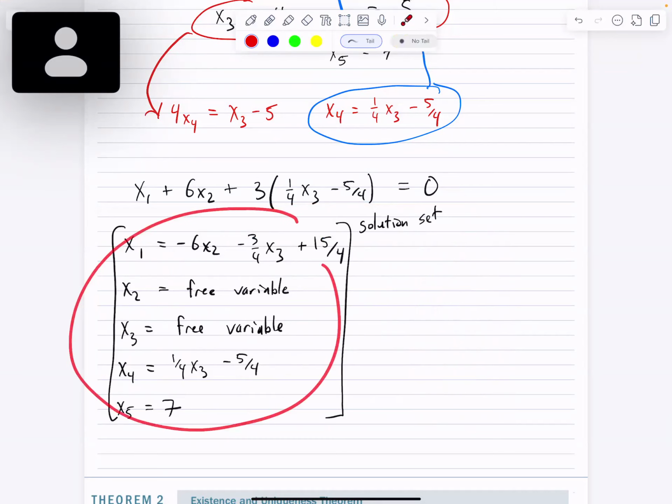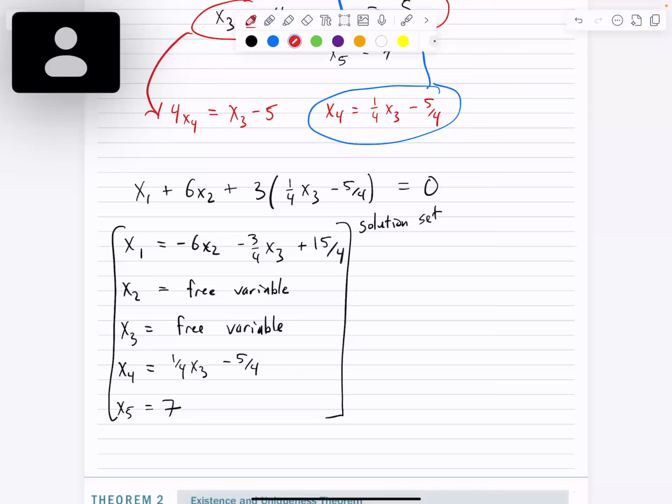How do we do that? What we do is we call x2 a variable, we call x3 a variable. So I'm going to call x2 s, and I'm going to call x3 t. And then I'm going to plug s and t into here, and I'm going to get a parameterized version of this. And why that is will make sense when we get to vectors next time, but I want to rewrite it as x1 equals negative 6s minus 3/4 t plus 15/4.